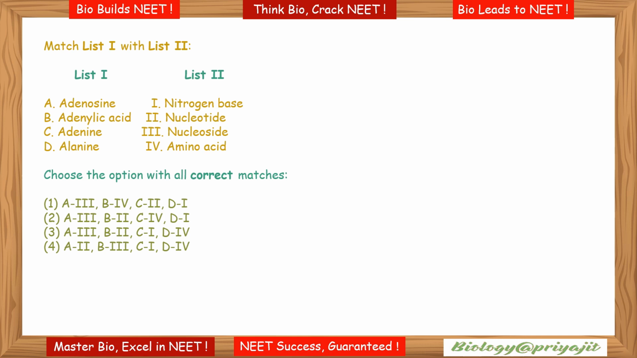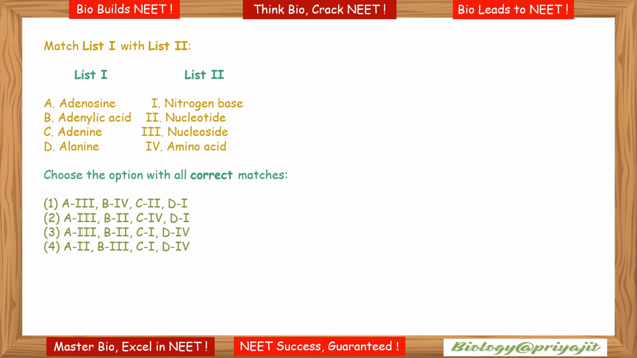Next question. There is a matching. List 1 contains adenosine, adenylic acid, adenine and alanine; and the list 2 has nitrogen base, nucleoside, nucleotide and amino acid. Alanine is the amino acid, adenine is the nitrogen base, adenosine is the nucleoside, and adenylic acid is the nucleotide.